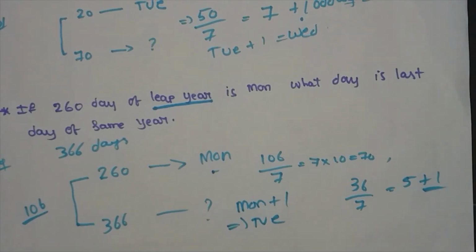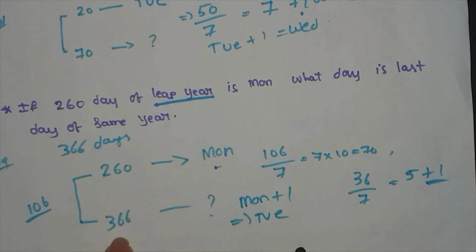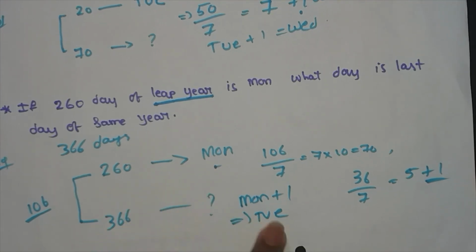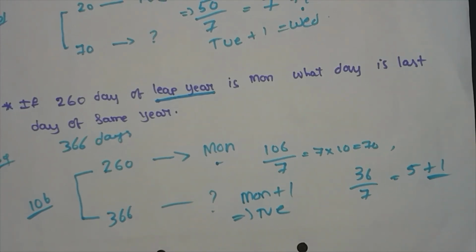So the 260th day is Monday, and I have been asked to find out the 366th day. I have got it as Tuesday. The simple short trick you should always remember for this type of calendar question is: when the question is given, find the given data, find the difference between them, get the number of odd days, and add the odd days to the given day, that is the first day or some other day. So these are the type 1 questions.